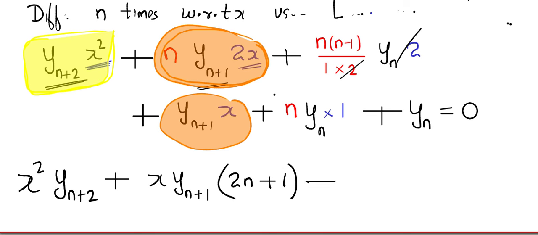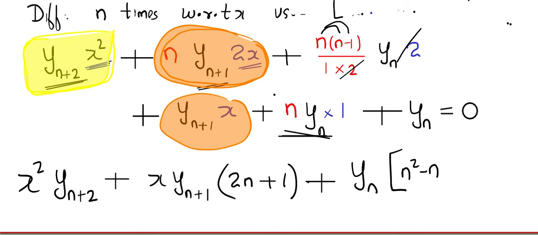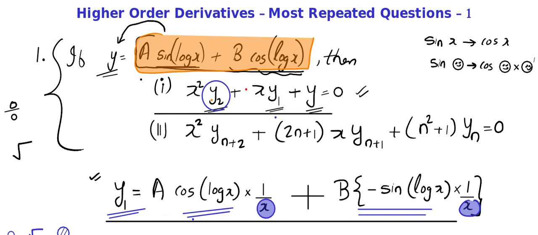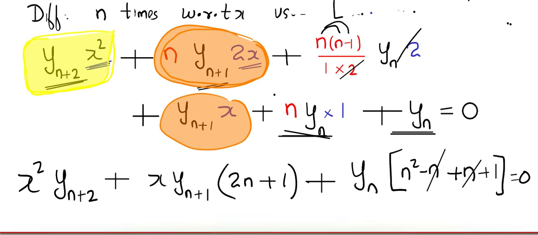Okay, plus now you have to collect yn. Okay, yn means, I'll open this bracket and write n square minus n, and next one plus n, and next one plus 1. That's it. You can check the question and see. X square yn plus 2, 2n plus 1, n square plus 1. That's it. I hope you understood.